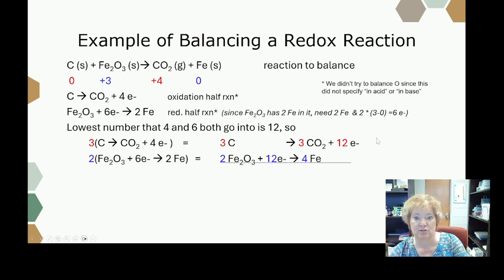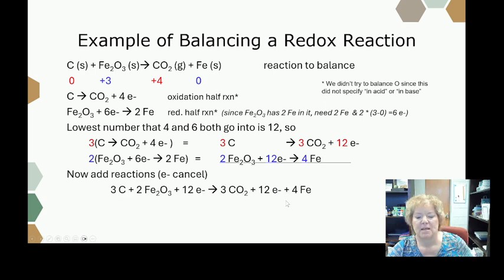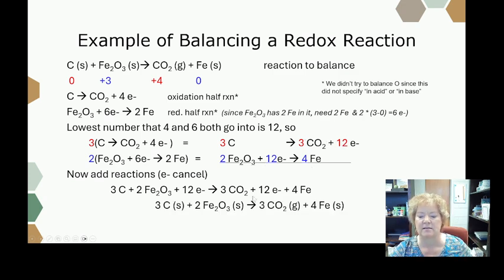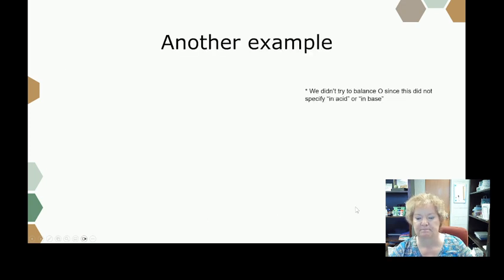So now I have my 2 half reactions. They have the same number of electrons in them. I can add them together. I know that the electrons are going to cancel out. So I can first write the whole thing. All the reactants stay on the left side of the arrow. All the products stay on the right side of the arrow. So 3C plus 2 Fe2O3 plus 12 electrons arrow 3 CO2 plus 12 electrons plus 4 Fe. And then I can cancel out the electrons because there's 12 and 12 and remove them. And I'm left with 3 carbons, 2 Fe2O3 makes 3 CO2, 4 irons.